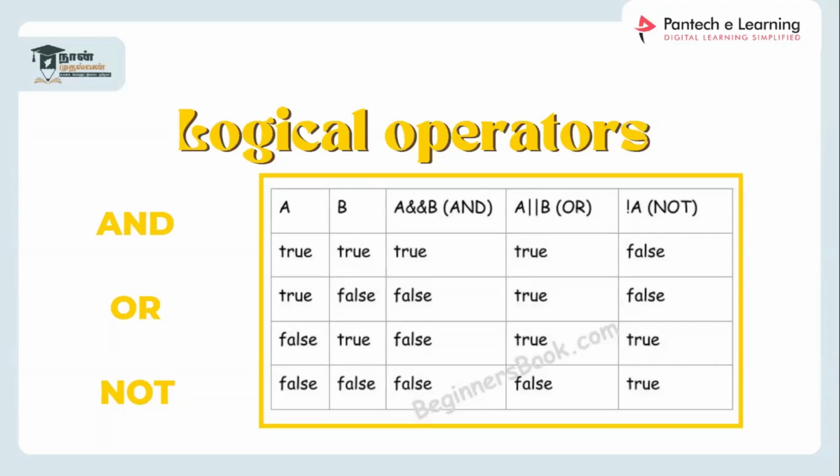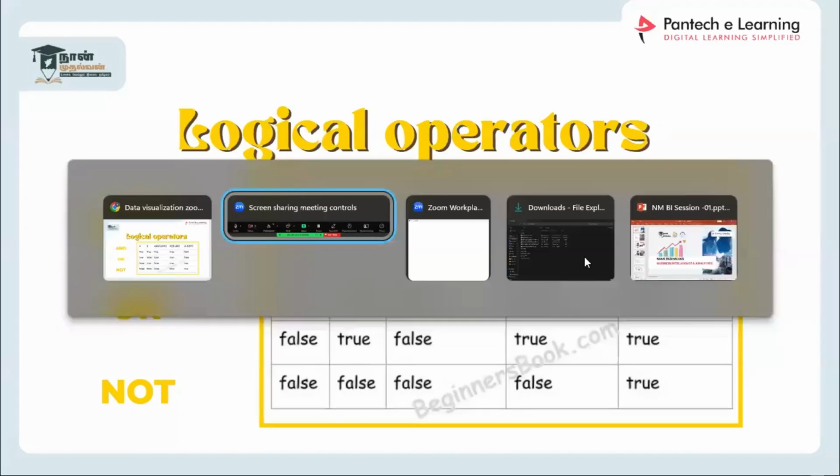Same like that, based on the AND operator, if both conditions are true the output will be true. If any one condition is false, the AND operator's output is also false. So if both are false, the output is also false. But OR is not like that. If any one condition is true, the output is true. The NOT operator is used for the opposite. If both conditions are true, the output is false. If both conditions are false, the output is true. So now I will show the example for this.